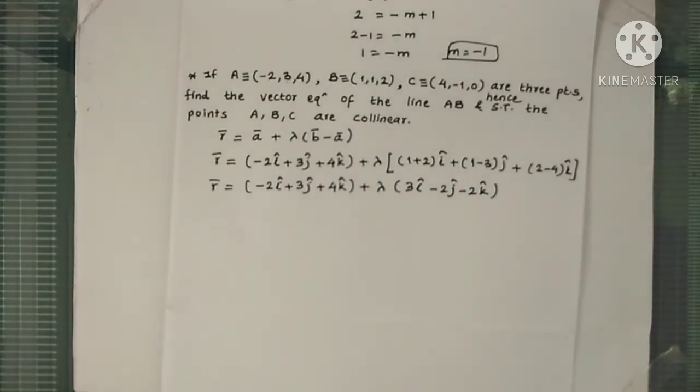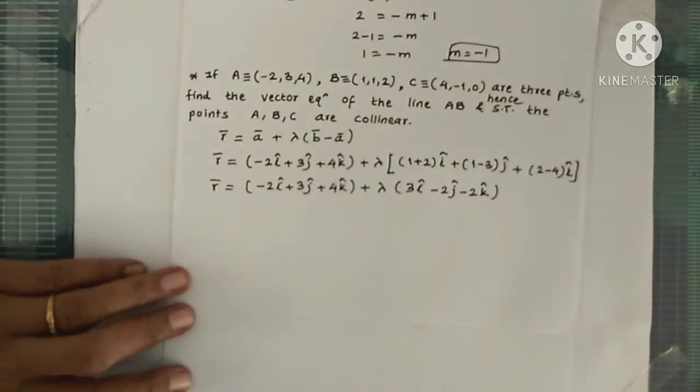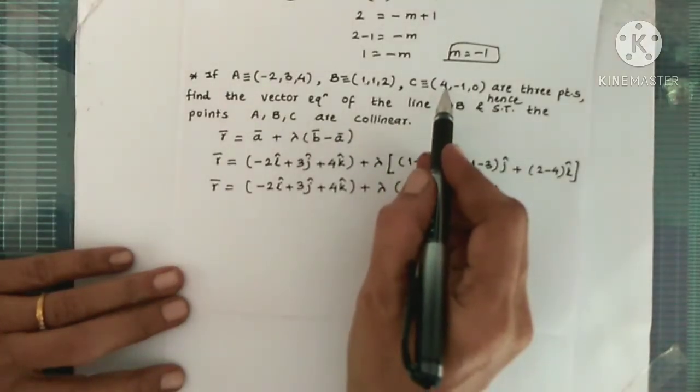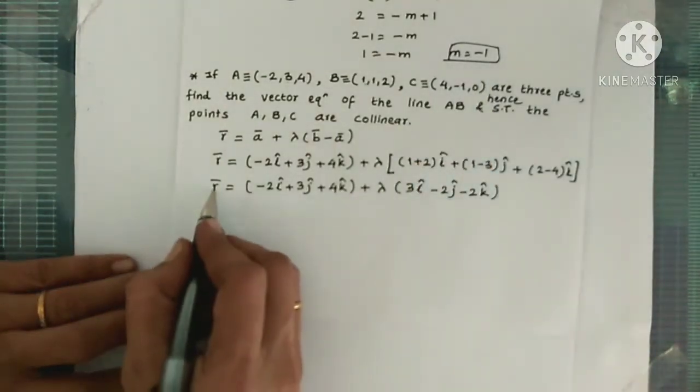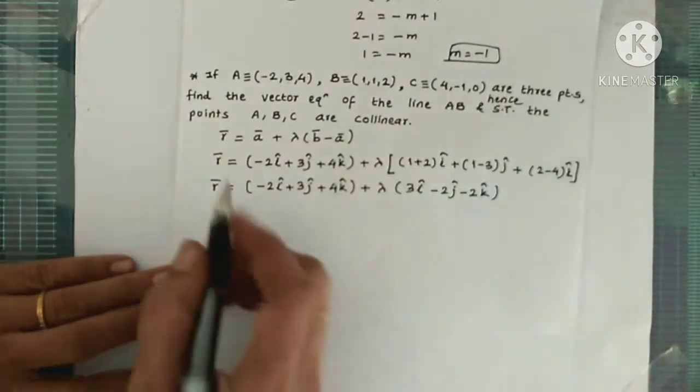So to prove that, r bar means we have the vector equation. We have to prove that the point C lies on the same line. That means we have to prove that the coordinates of C or the position vector of C satisfies this equation. Let's find out lambda for C. So c bar is 4 i cap minus j cap. So we have to put r bar as 4 i cap minus j cap.